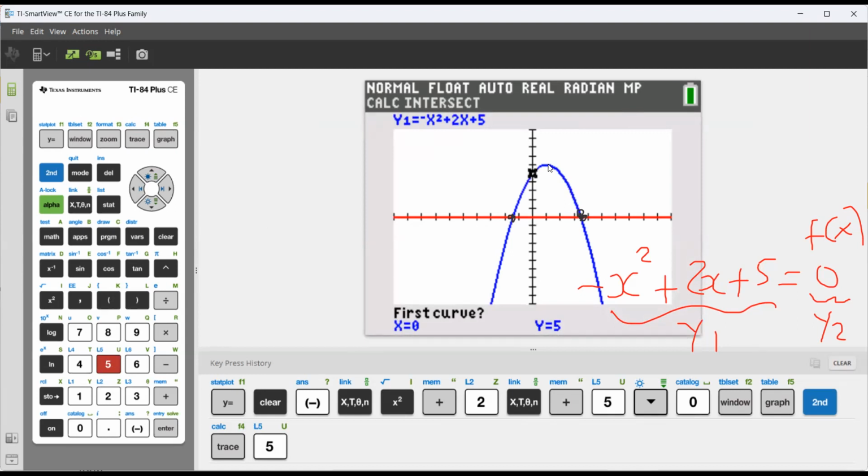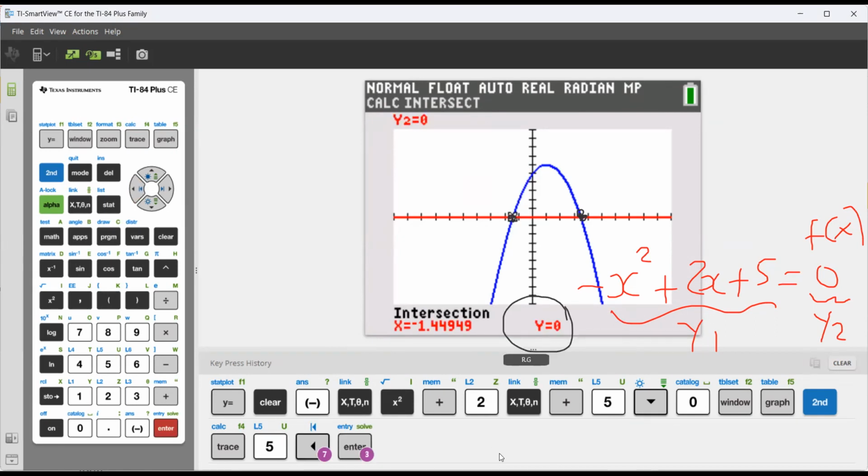Now, looking at where the cursor is, I think it's close to this x-intercept. But I'm going to move it closer to it so that the calculator knows. It shouldn't be on it. It should be close to it. That's fine. And then now I hit enter, enter, enter. So you see that it says y equals 0.